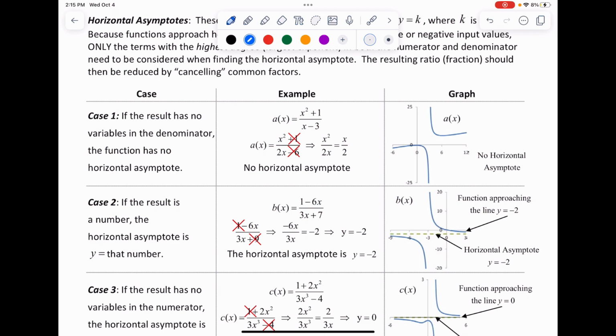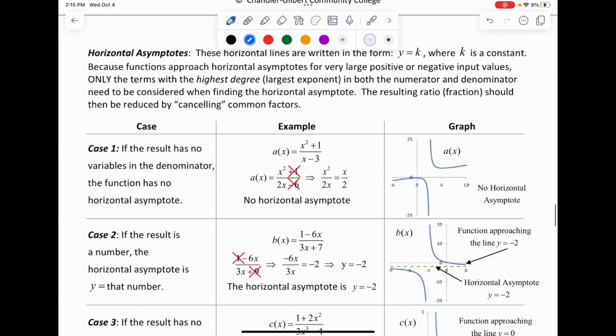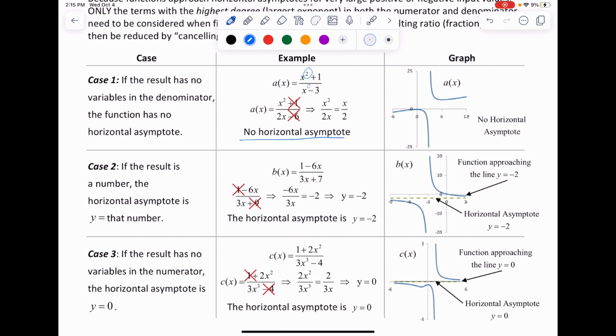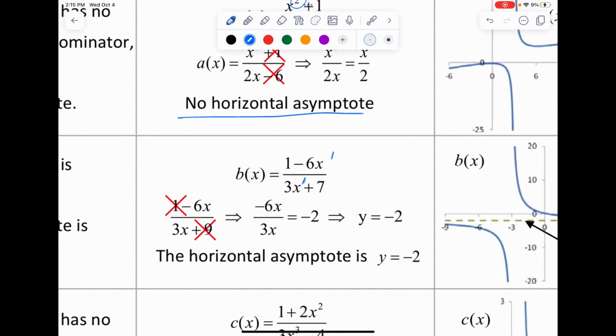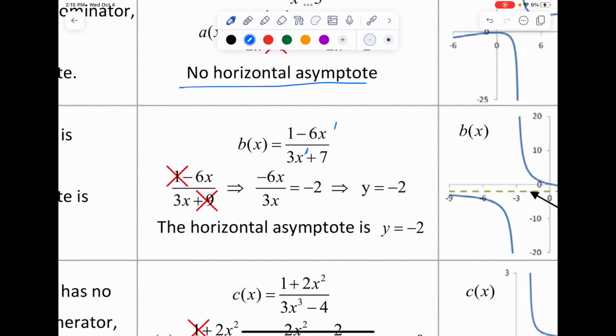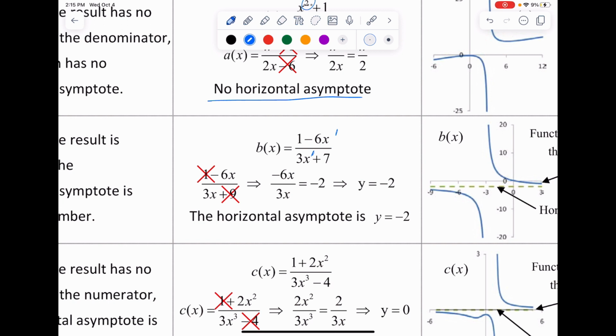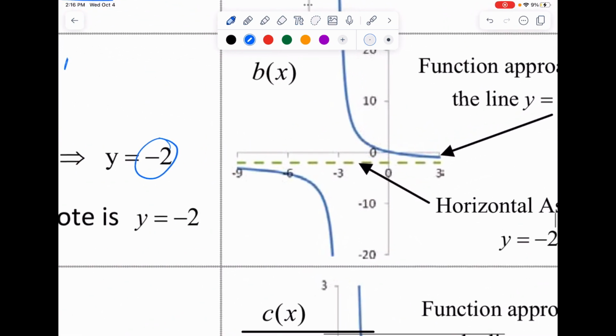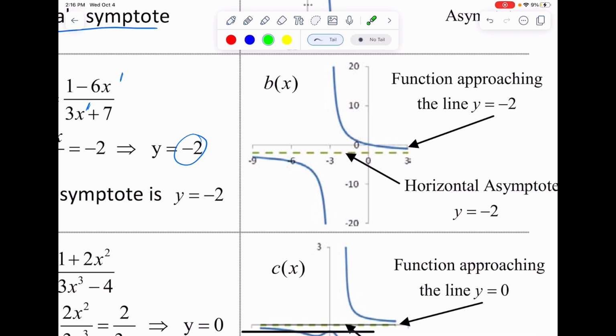So we said that if the degree on the top is higher than the degree on the bottom, there will not be a horizontal asymptote. If the degree on the top is equal to the degree on the bottom, here we have a degree of 1 and a degree of 1, then I know that what I'm going to end up having is the leading term over the leading term, and that gives me negative 2. So now I know that I have a horizontal asymptote at y equals negative 2. And we see that on this line right here.